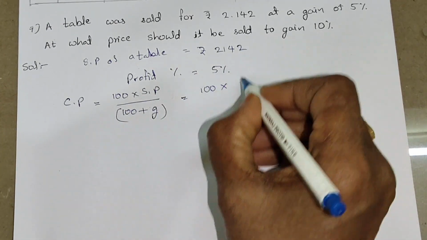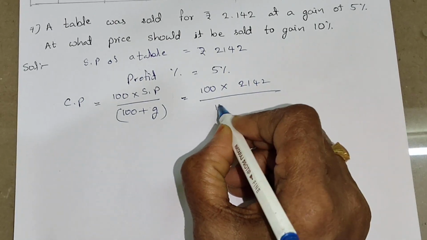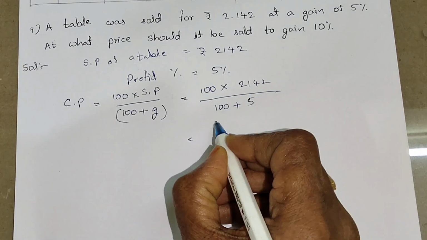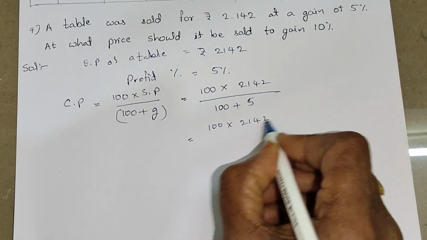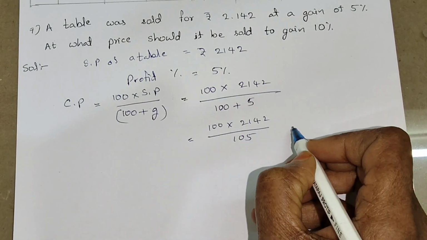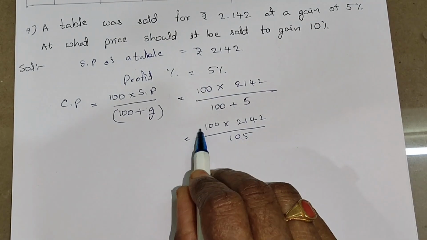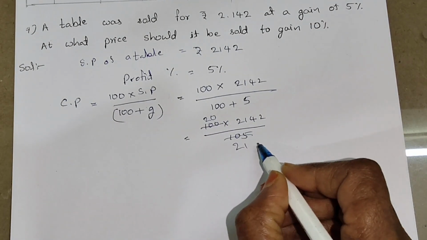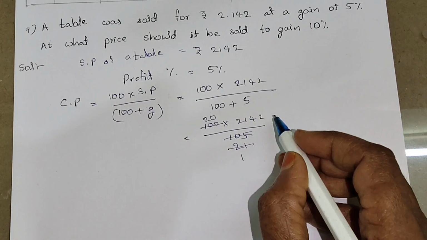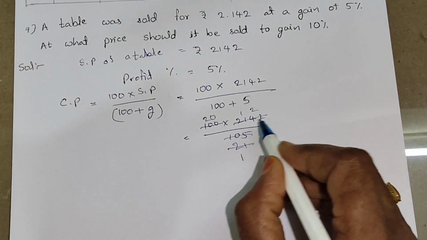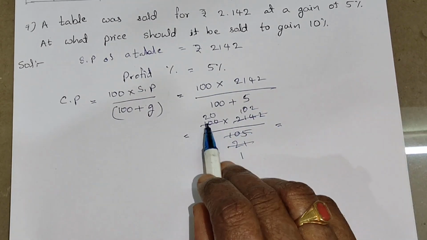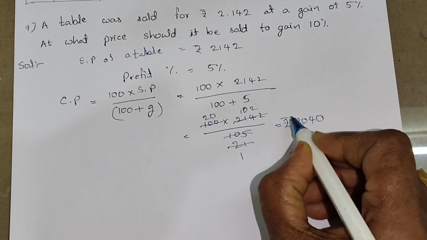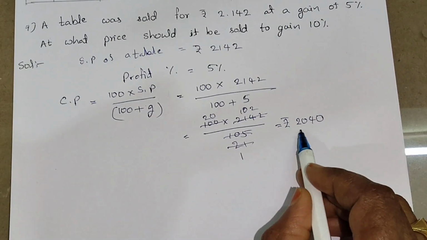First, 100 into the selling price. Selling price is 2142 by 100 plus the gain percentage, 5%. So that is equal to 100 into 2142 by 105. Now simplify this. Use the 5 table, cancel 100 and 105. 5 2s are 10, 5 1s are 5. Use the 21 table, 21 1s are 21, 21 2s are 42. Here write 0. Here 20 into 102 is equal to 2040. So this is the rupees. Now the cost price is equal to 2040 rupees.